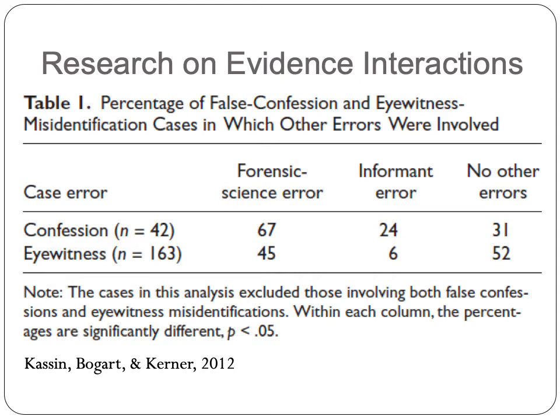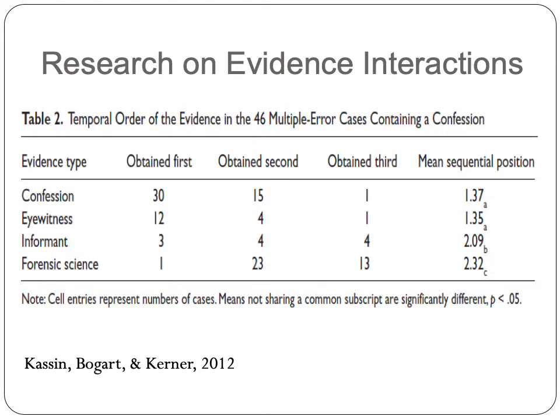The order in which these errors happen also matters. You see that if a confession is collected first, it has a really good chance of affecting several other pieces of evidence, right? Eyewitnesses are next, informants are third. And so you see here that depending on the order in which things happen, it also affects all the other evidence down the line.